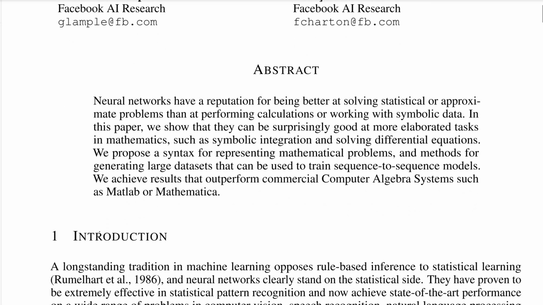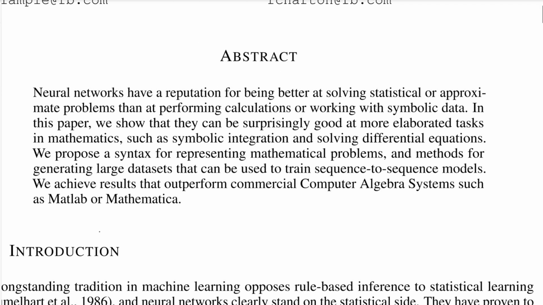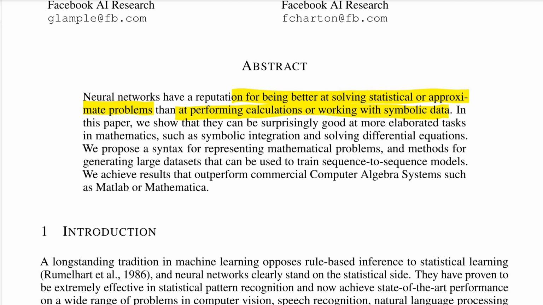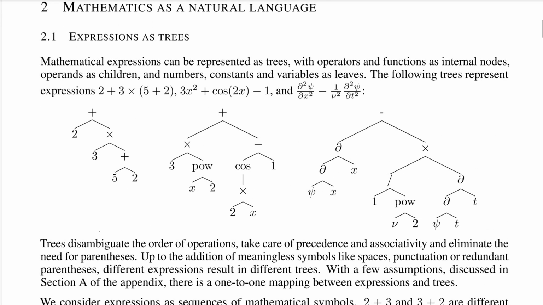These people have basically tackled the task of doing this mathematical reasoning, solving these mathematical problems in a symbolic way using neural networks. So they start out by saying here, neural networks have a reputation for being better at solving statistical or approximate problems, that's what I meant by numeric, than at performing calculations or working with symbolic data. And in this case, they go about this other than other people have. So let's look at how they did it.